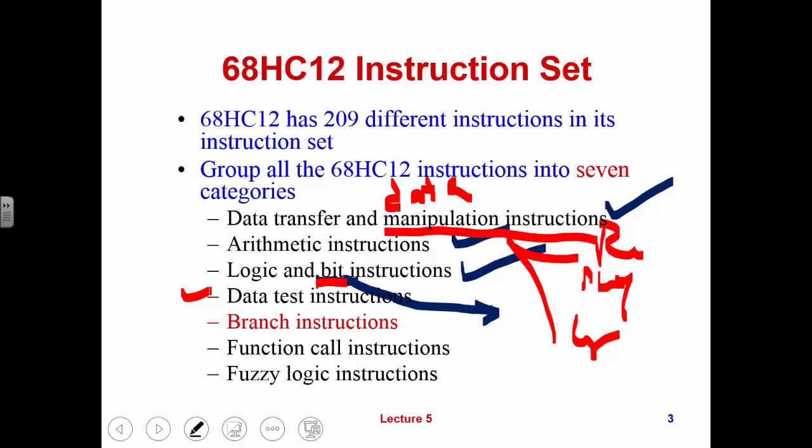Today we come to here. We come to the fifth category out of 7 total categories of 68HC12 instructions. It's very important, so be aware where we are now.